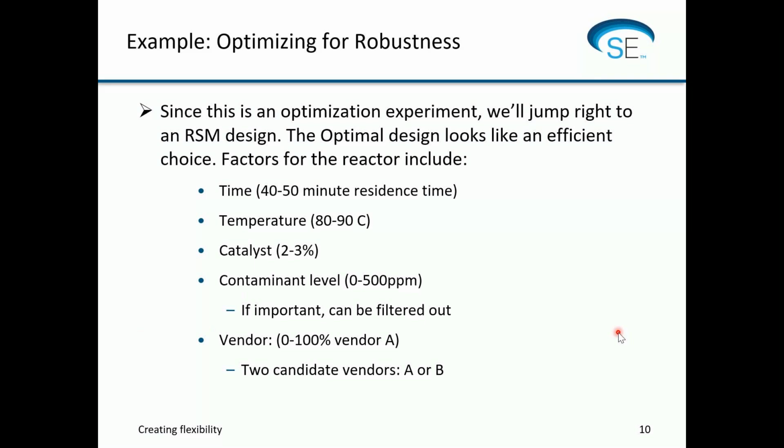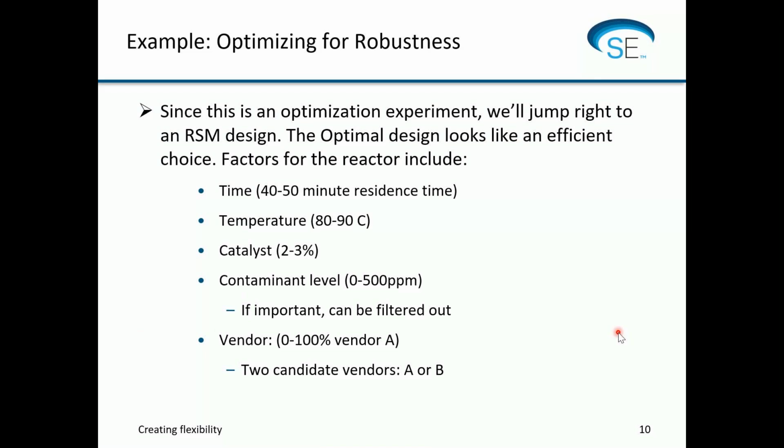We have the reaction time, the residence time, which will be between 40 and 50 minutes. Temperature will be controlled from 80 to 90, at least the set point will be. The catalyst load, 2 to 3%. And we have a contaminant that can be present from 0 to 500 parts per million. And if it's important, we can take that decision to use that filter to remove it. So that'll be kind of an on-off switch if we decide that contaminant matters.